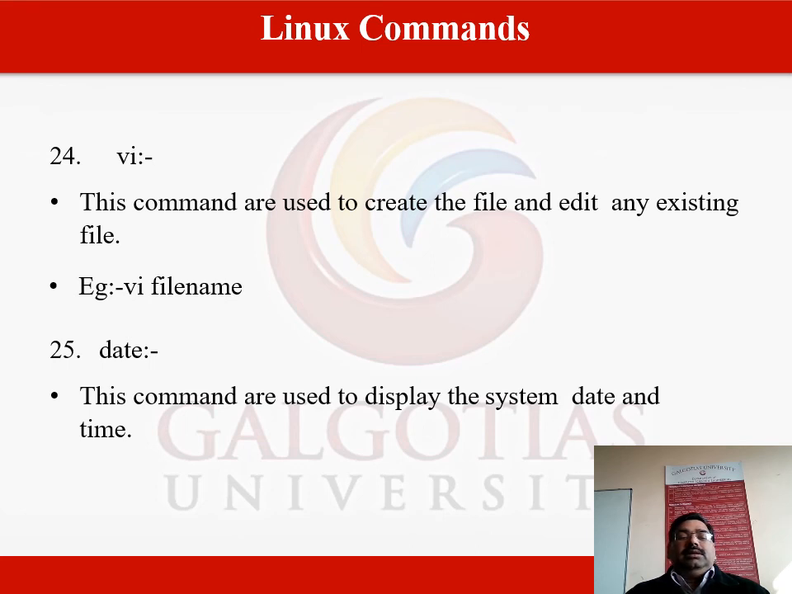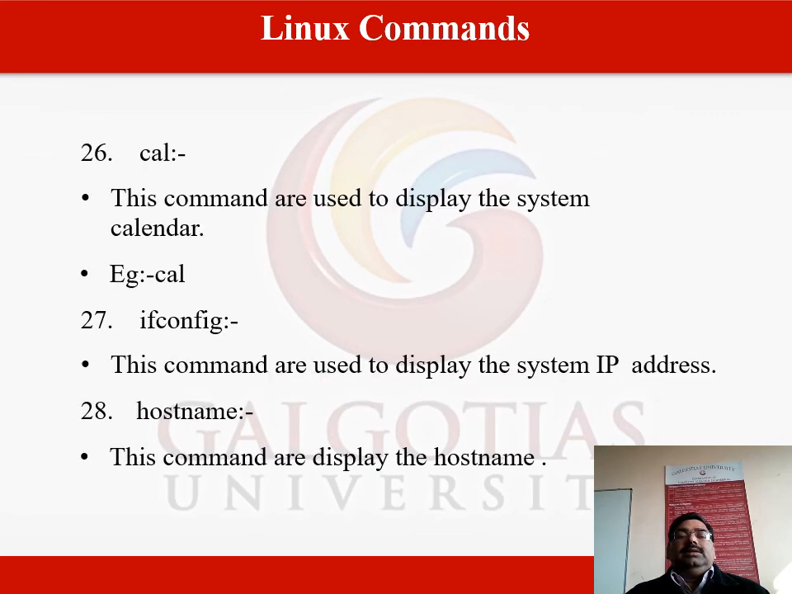Next is the date command. This command is used to display the system date and time. Simple. The cal command is used for the calendar. If you want to display the calendar, you can simply type cal on the command prompt. The ifconfig command is used to display the system IP address. If you want to know the IP address of your system, you can use this ifconfig command. Next is hostname. This command displays the host name.